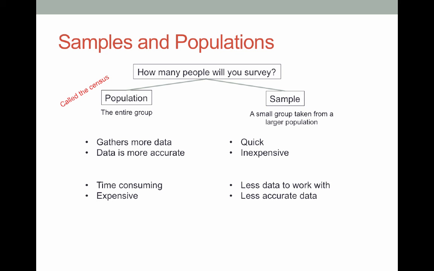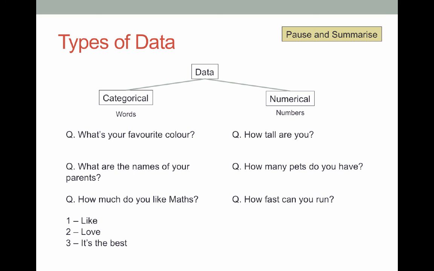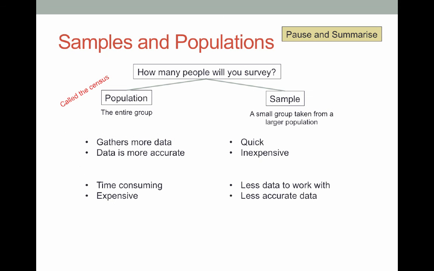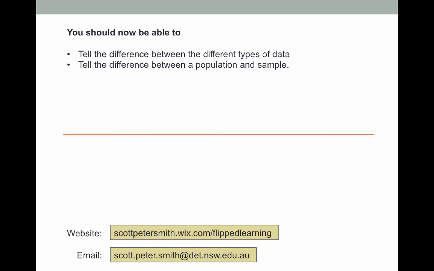So that's what you need to learn about from this video. Here are the things that you should pause and summarize. You should write down what's on the screen about the 2 different types of data and the types of questions you can ask. You should also write down the different types of numerical data and how those questions fit into continuous and discrete. And finally, the difference between samples and populations. If you've watched the video and you've copied down the notes, then you should be able to tell the difference between the different types of data, categorical and numerical, and you should also be able to tell the difference between a population, that's the whole group, versus just a sample, which is a part of the group.